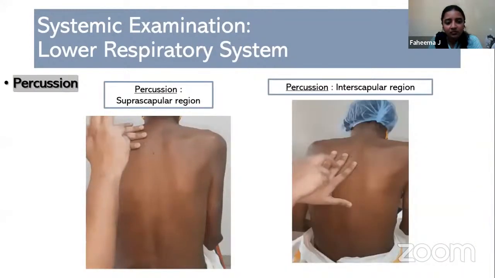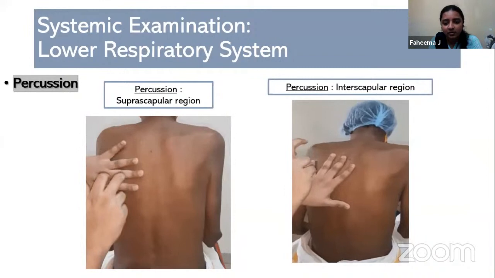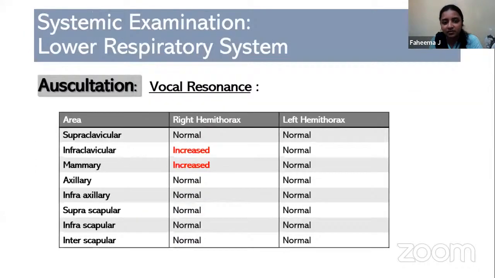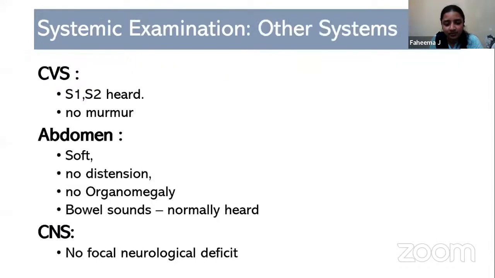It shows the percussion of the suprascapular and the interscapular region. On auscultation, coarse mid-inspiratory crackles could be heard in the right hemithorax, in the supraclavicular and mammary regions predominantly, whereas in all other areas, normal vesicular breath sounds were heard. Bronchophony was also heard in the right infraclavicular space. Vocal resonance was increased in the right hemithorax, especially in the infraclavicular and mammary areas, whereas it was normal elsewhere.